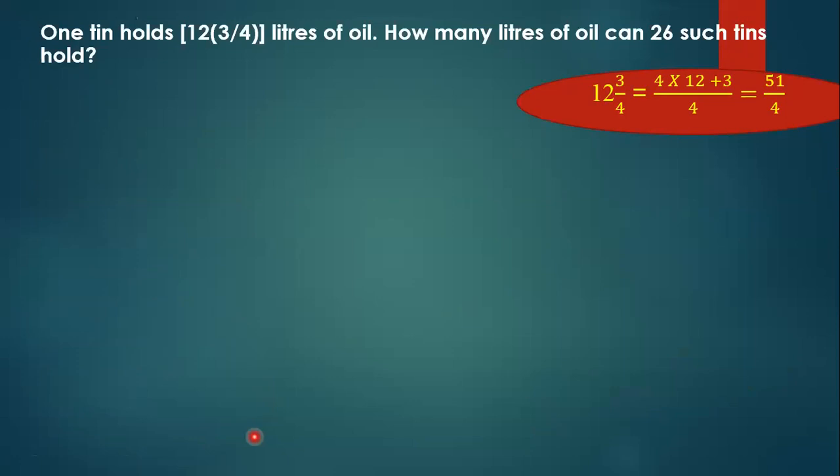Children, remember the technique. As soon as you spot a mixed fraction on the board, you simply convert it into an improper one. 4 multiplied by 12 gives us 48, plus 3 gives us 51 by 4. Children, I'm telling you, in all these years, whenever I check papers, I have seen even brilliant children making mistakes in converting mixed fractions to improper fractions. Even if you do the further steps right, but your conversion is wrong at the very first place, you're not going to get any marks.